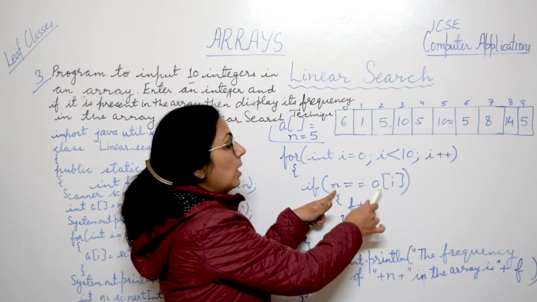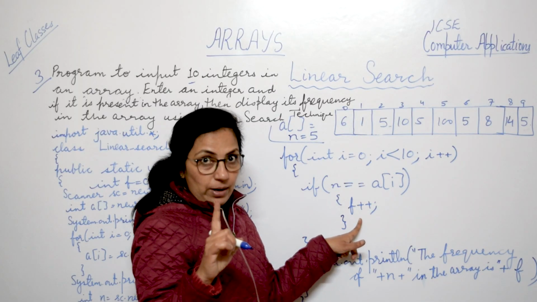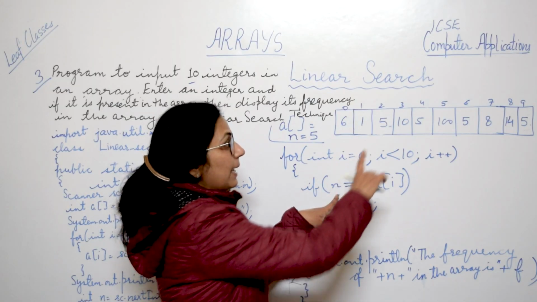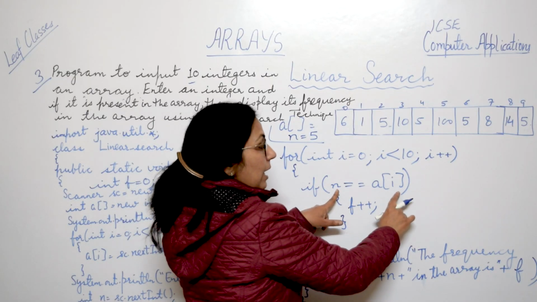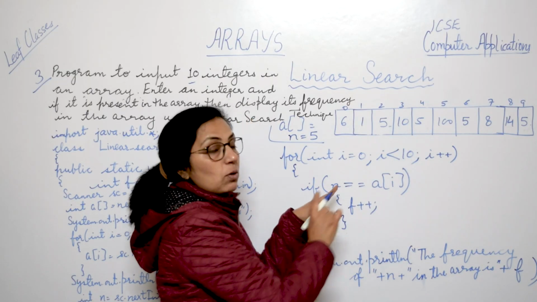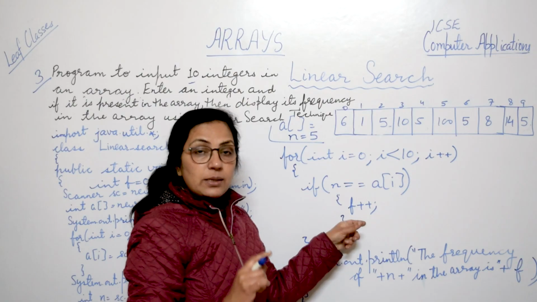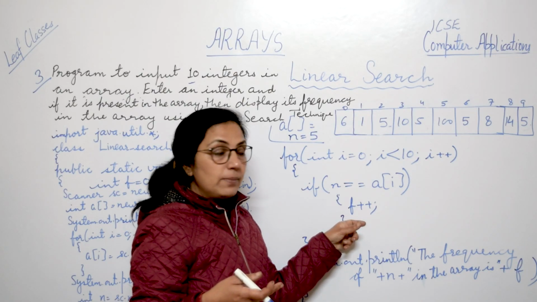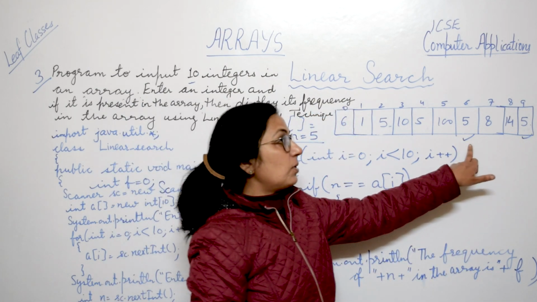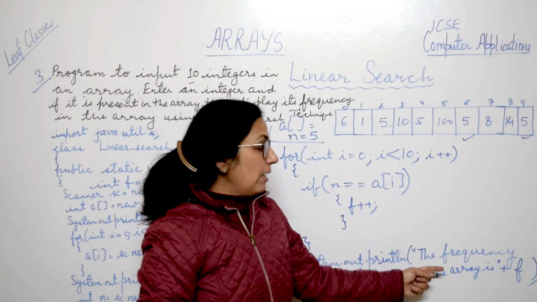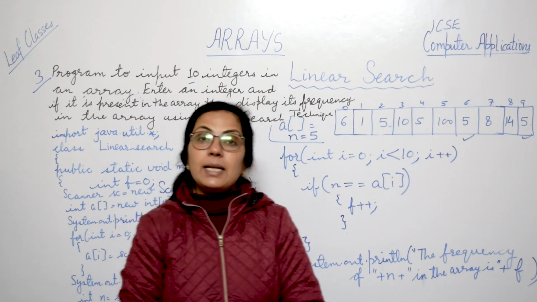Next, i is 2, a[2], 5 is equals to 5, yes, condition is true. Now the value of f will become 1. Next, it will be a[3], 5 and 10, no, still value of f will remain 1. Then a[4] is 5, n is 5, 5 is equals to 5, yes, condition is true. Now f plus plus will be executed and the value of f will become 2. Similarly, here and here also it will be incremented to 3 and 4. So the output of the program will be, the frequency of 5 in the array is 4. Children, I hope it is clear to all of you.